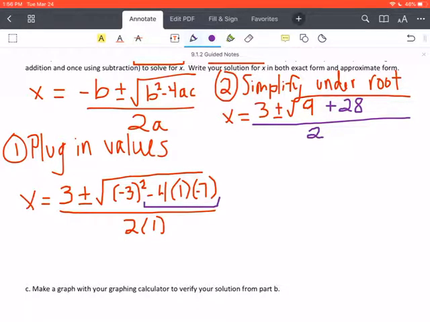Now we have to continue to simplify under the square root. So this is still step 2. So 3 plus or minus the square root. 9 plus 28 is going to give us 37 over 2.